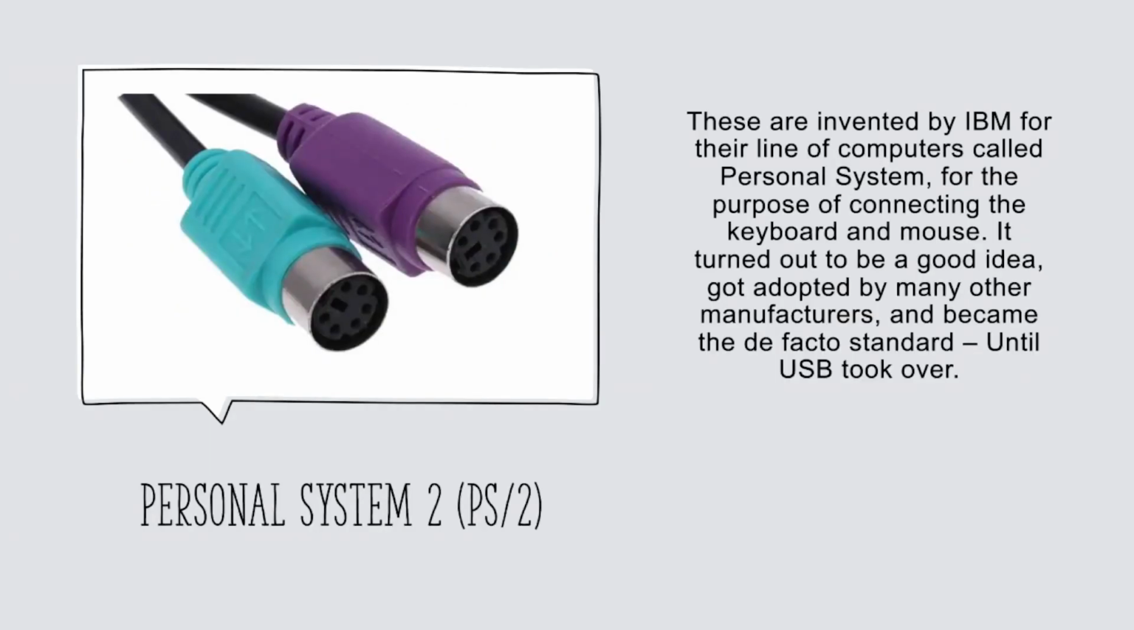Personal System/2, PS/2. These were invented by IBM for their line of computers called Personal System, for the purpose of connecting the keyboard and mouse. It turned out to be a good idea, got adopted by many other manufacturers, and became the de facto standard until USB took over.